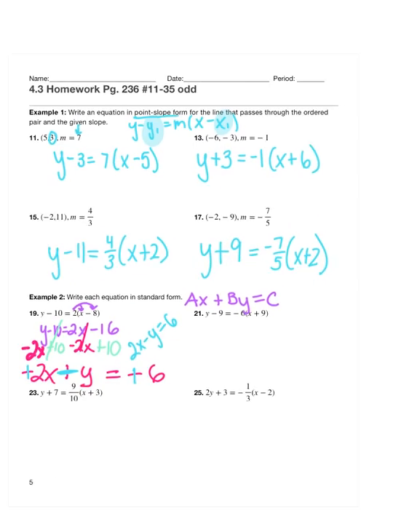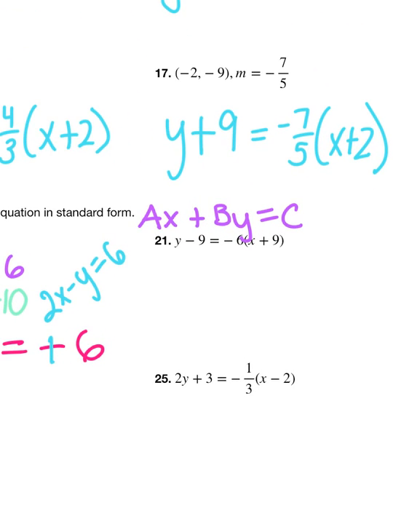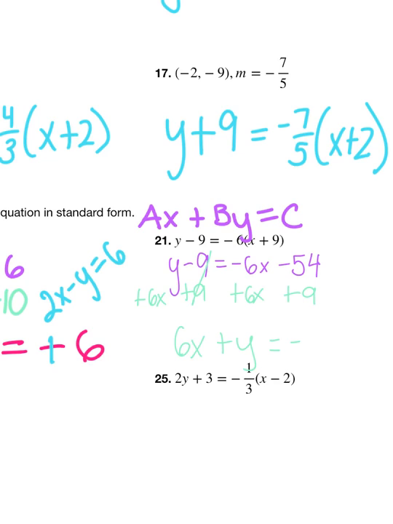All right, let's go to the next one. Again, we'll distribute as our first step. And then we can move things around from side to side. So the 9 can go over with the negative 54. The 6x can move with the y. So it'd be 6x plus y equals negative 45. Since a is positive, everything else is a whole number, it's in the correct order. We are done with standard form. So that is going to be our final answer there.